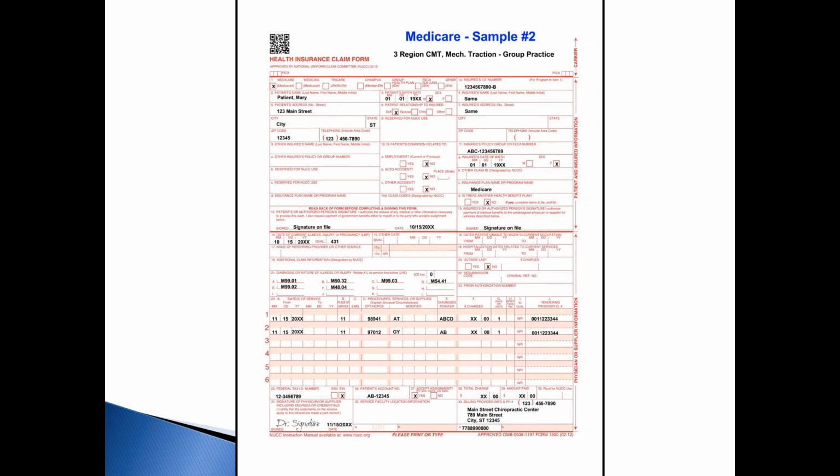The traction 97012 is pointing to the two thoracic codes. So that we're connecting those right there, the traction with the stenosis. And then we have one more example here. This is a personal injury example with 98941, 97530, and massage 97124.